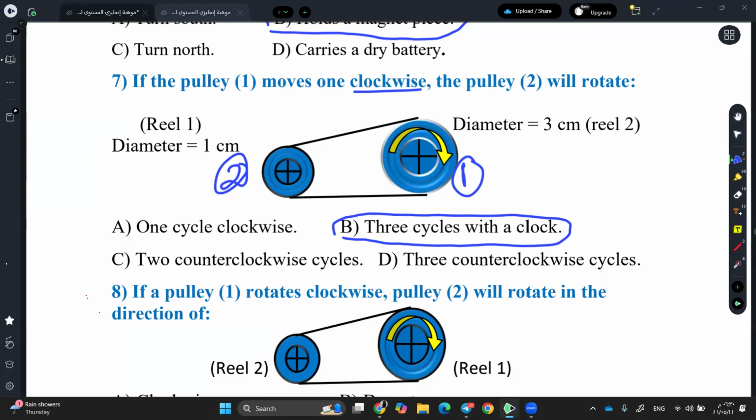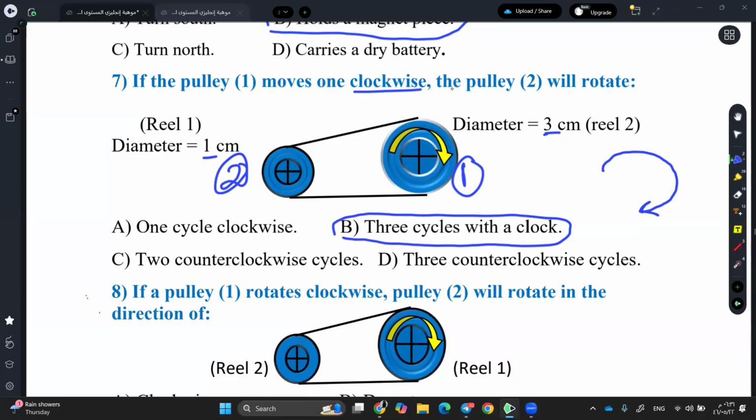Do you know what clockwise means? Yes. Clockwise means with a clock, moving in the direction of a clock, like in the arrow. So it will have 3 centimeters here, and here it will have 1 centimeter. So if this big one moves one time, because it's huge and has a distance of 3 centimeters, it will move 3 times.